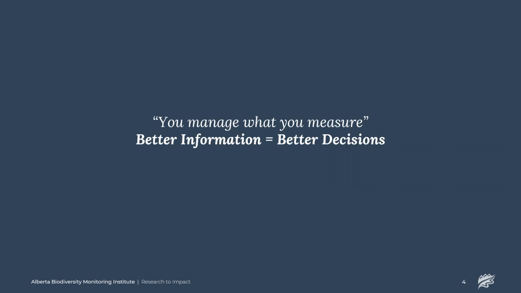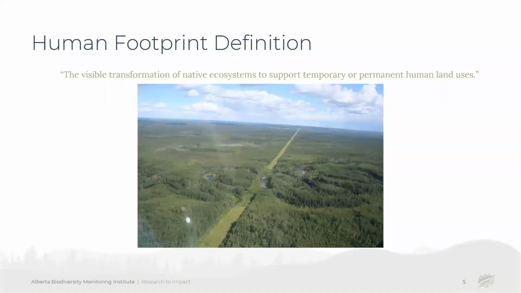And in our geospatial world, how do we measure things? Well, we measure things by mapping. So we create a map dataset, the human footprint inventory, which is a cumulative dataset collecting human footprint. Now, there are multiple definitions of human footprint, and ABMI uses a broad definition where we are talking about native ecosystem transformed to support either temporary or permanent human land use, and it needs to be visible. So it needs to be identifiable on the surface.